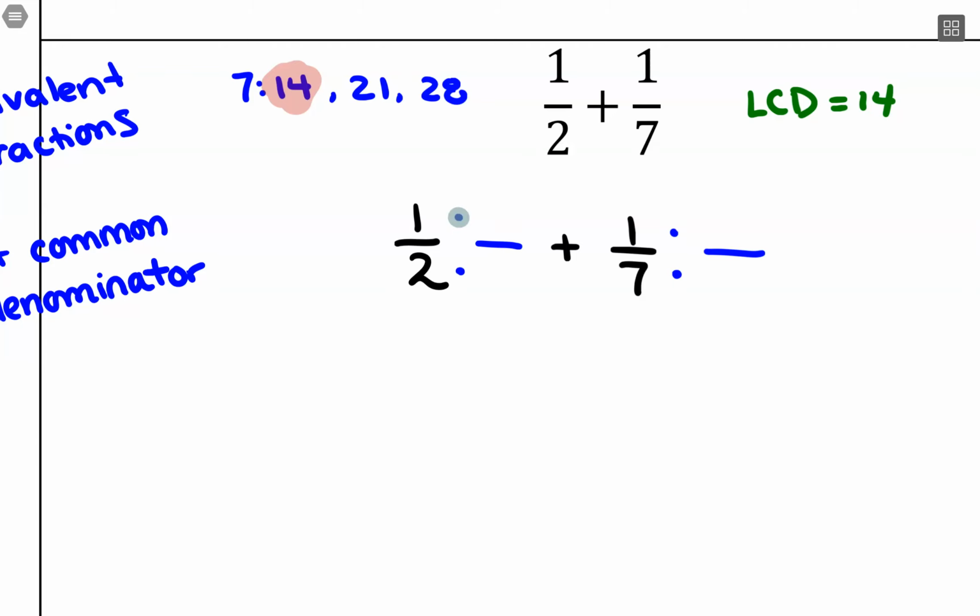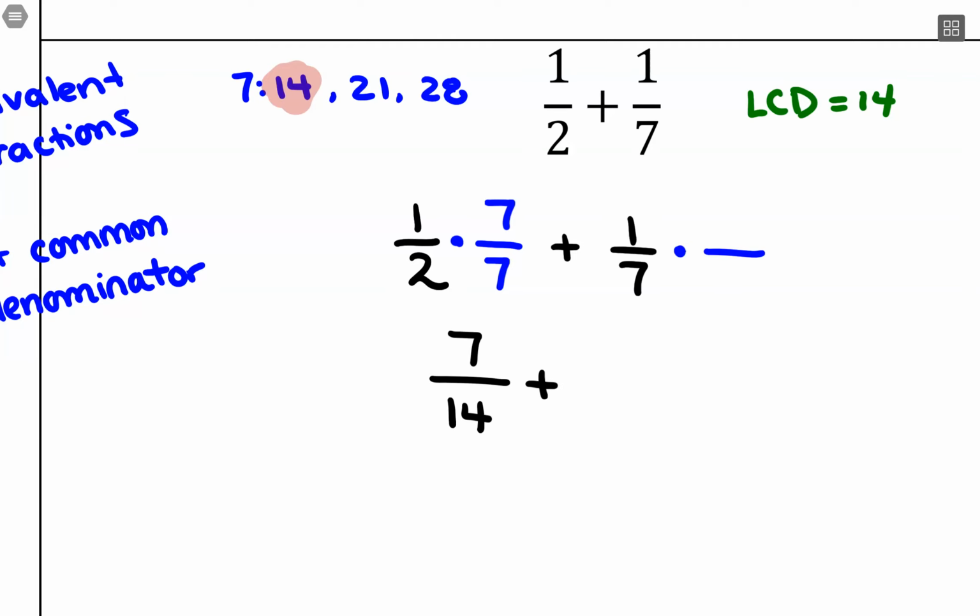And while I'm writing those separate multiplications, really it's just one big multiplication. We're multiplying by a version of 1. What I want to do is have both of these get a denominator of 14. So I have a 2 here, so that means I need to multiply by 7. 2 times 7 will give me 14, which is perfect. Whatever I multiply the denominator by, I also need to multiply the numerator by that same number. So this will give me 1 times 7, which is 7, over 2 times 7, which is 14.